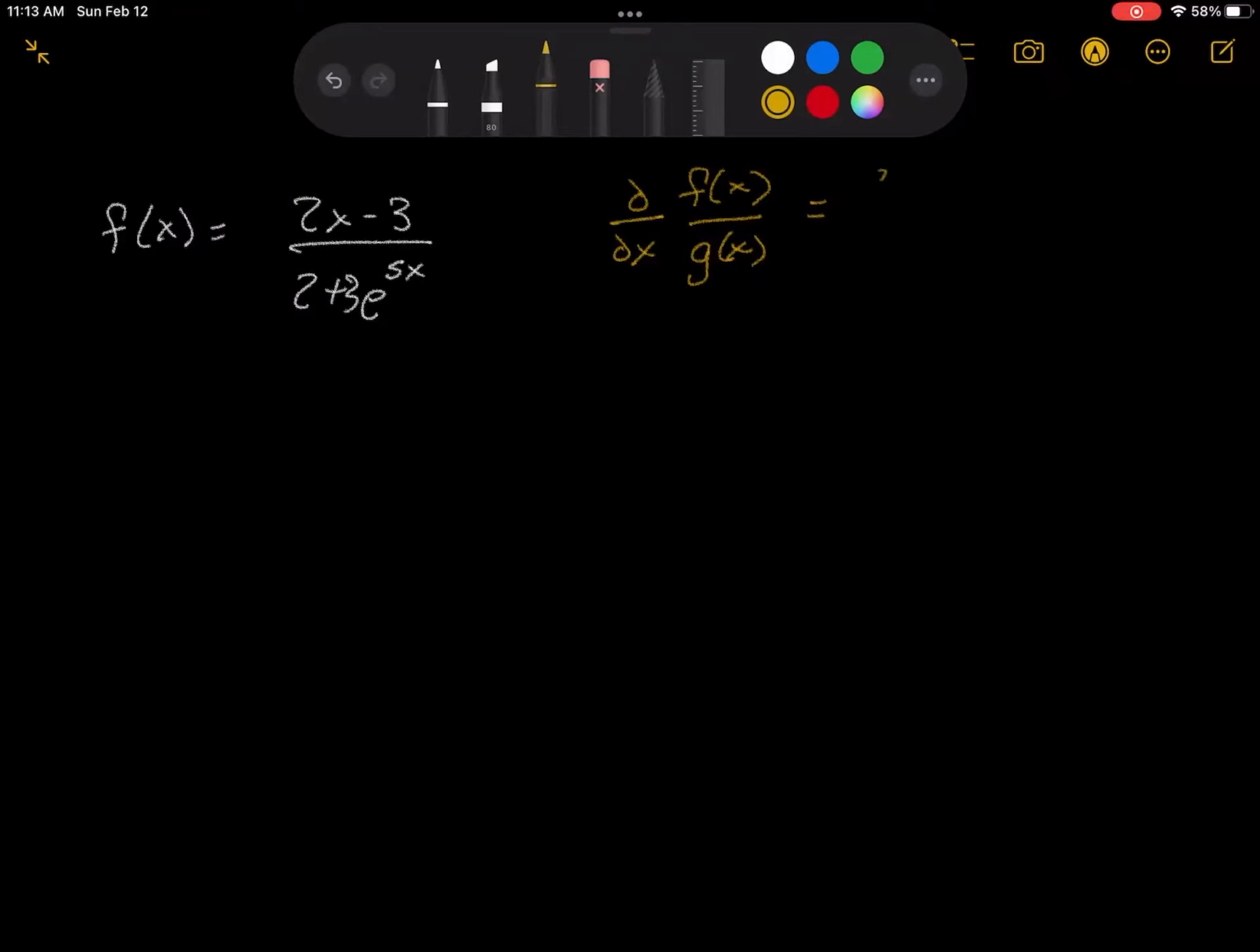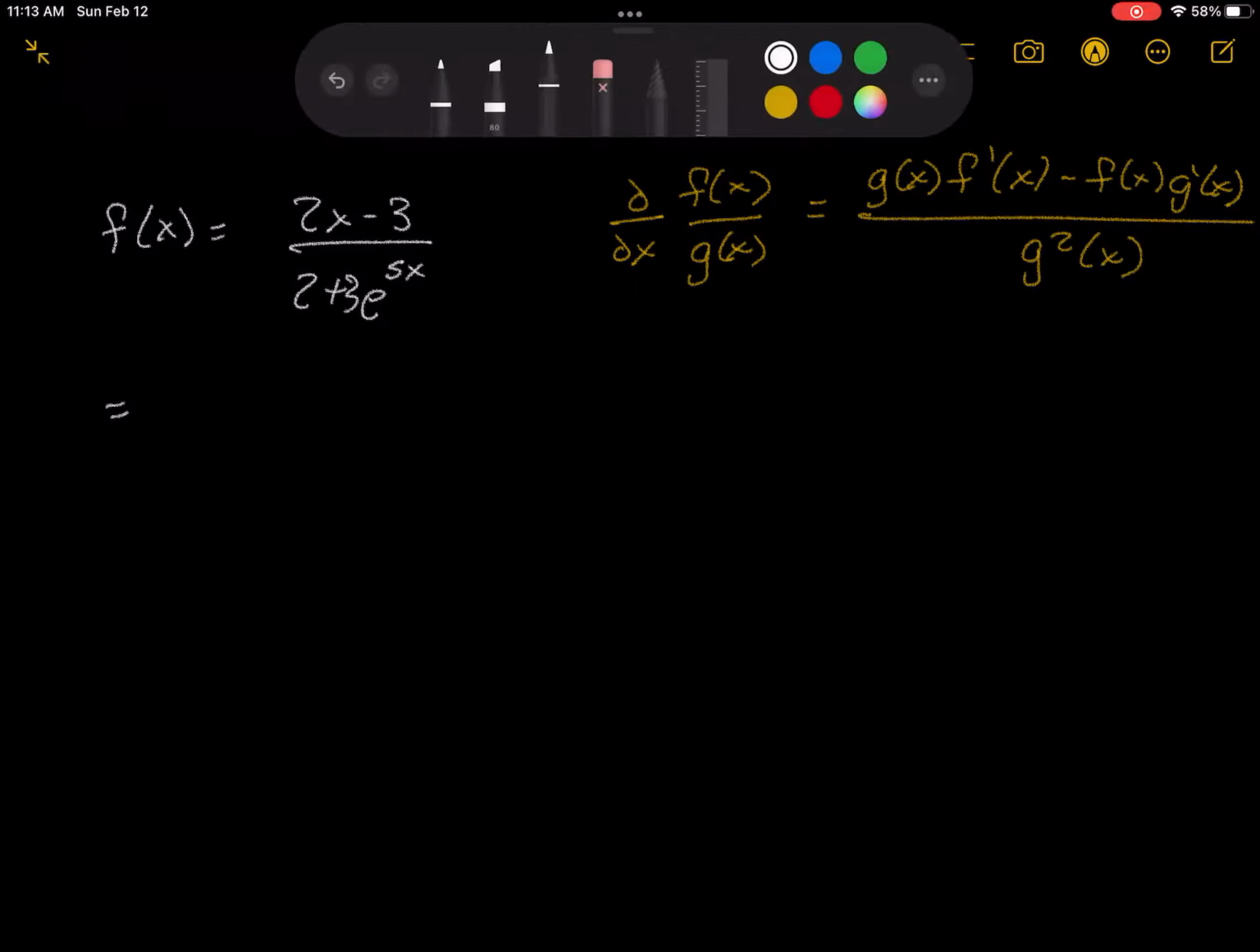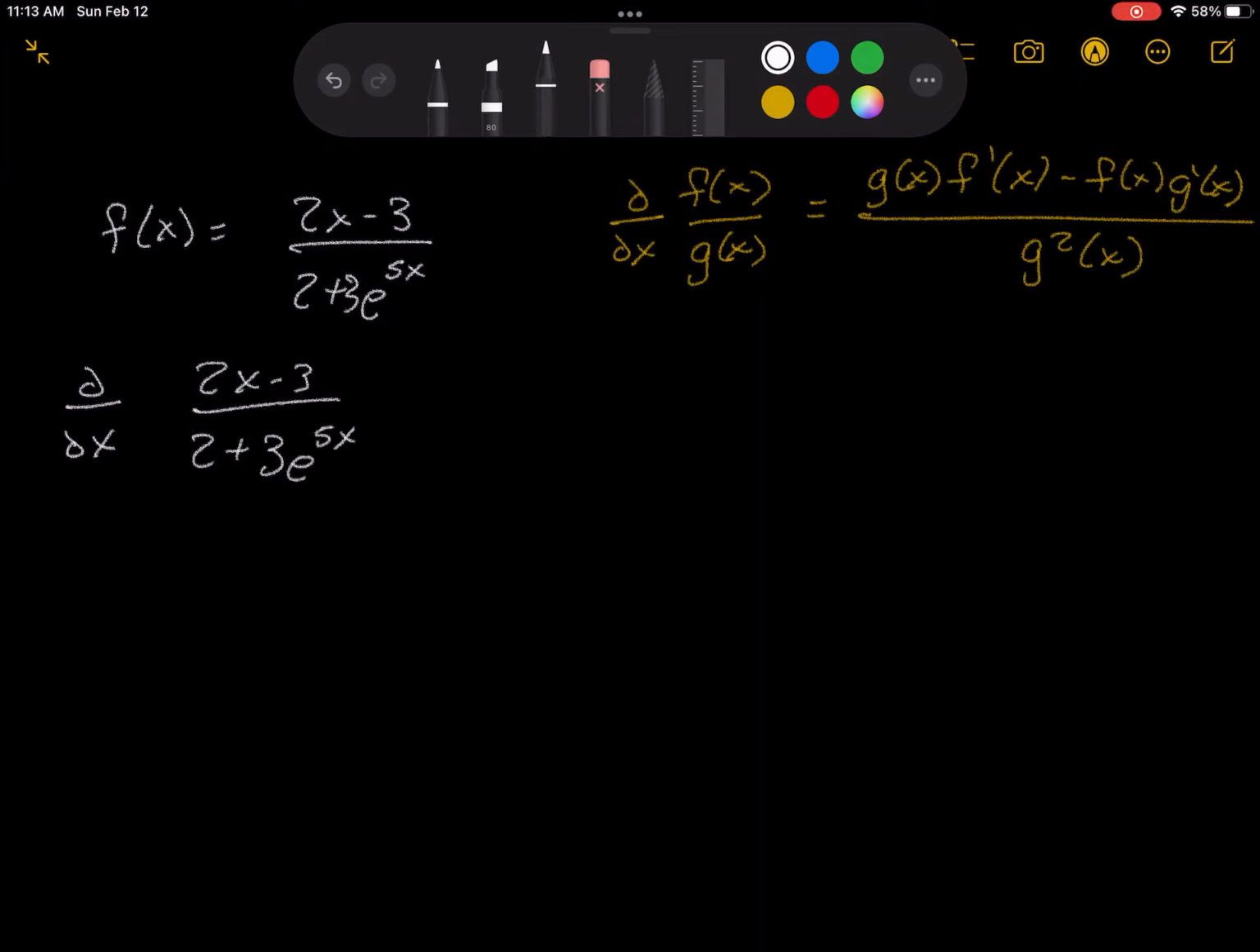So the pattern is low d high minus high d low over low low. All right, let's apply the pattern here. So I don't want to say f of x is equal to. I want to differentiate f of x. So what is the derivative of 2x minus 3 over 2 plus 3e to the 5x?